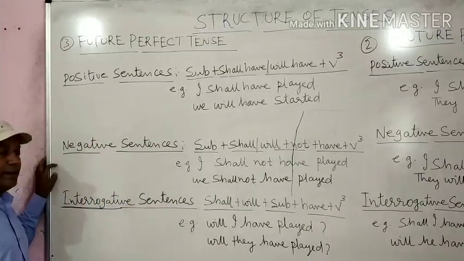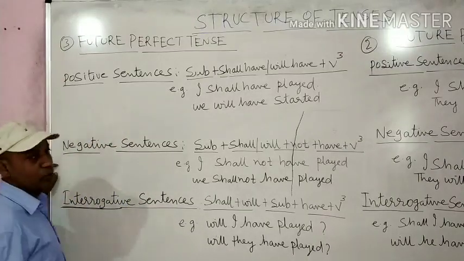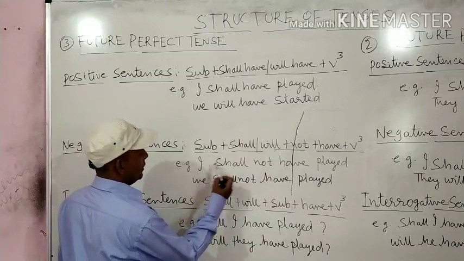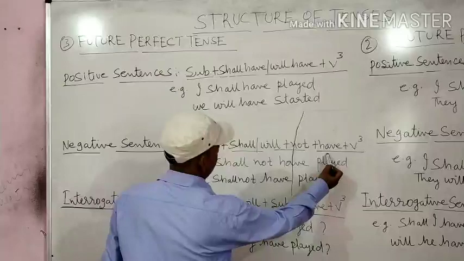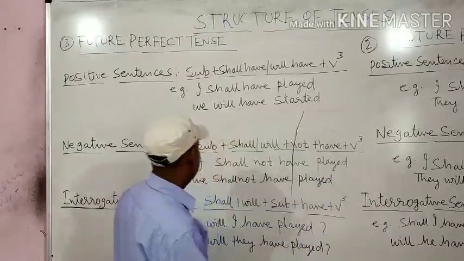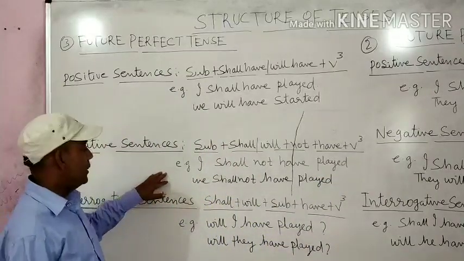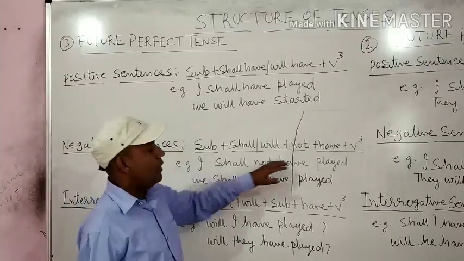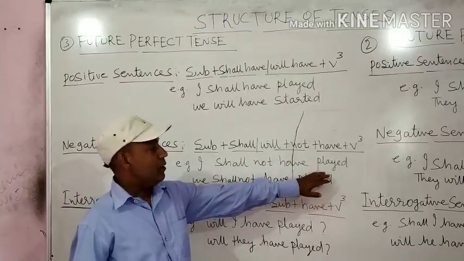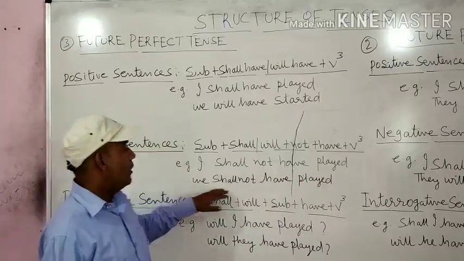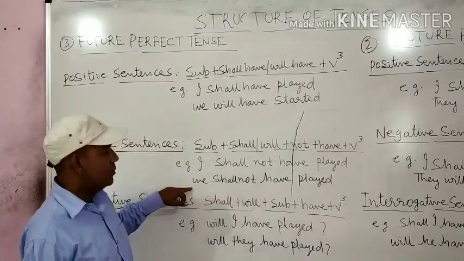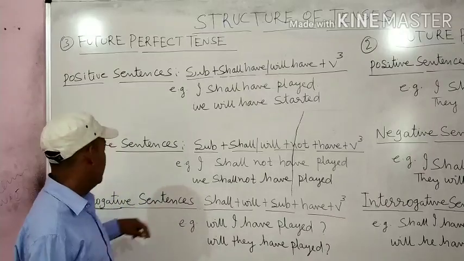Now, if we have negative sentences, we just add not. For example, we take the subject, we will either say shall or will, we take not and have, and the third form of the verb. The example of this is I shall not have played. Here, the third form of the verb is played. We shall not have played. If the subject is plural, we will say we.